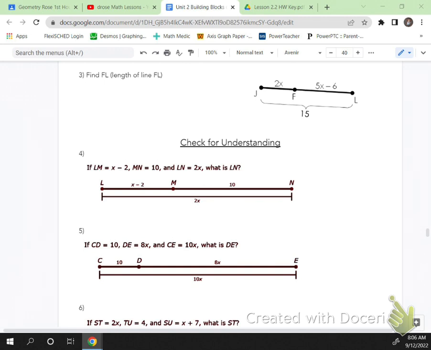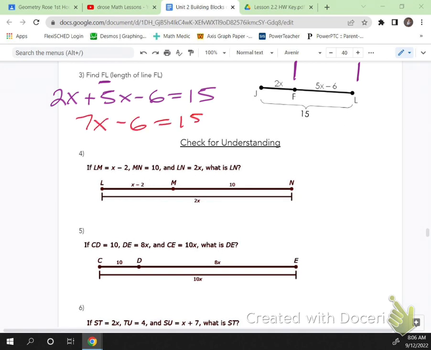Okay, now you're going to solve for it. So let's solve this one. You already have the expression. Let's just rewrite it from our notes, right? It's 2x plus 5x minus 6 equals 15. And that says that we want to find the length of FL. FL is right here. I have an expression for it. What do I need to find first? X. Let's do it. Let's combine like terms. 7x minus 6 equals 15.